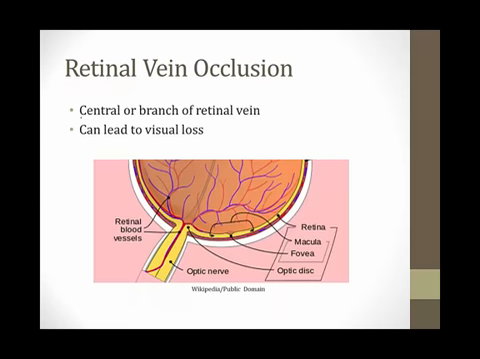Let's talk about a retinal vein occlusion. This occurs when there is occlusion of either the central retinal vein or a branch retinal vein, and this can lead to visual loss. If you look at this drawing on the screen, you will see that there are a number of retinal veins which coalesce into a central retinal vein. So a retinal vein occlusion can involve the central retinal vein, or it can involve one of the branches.